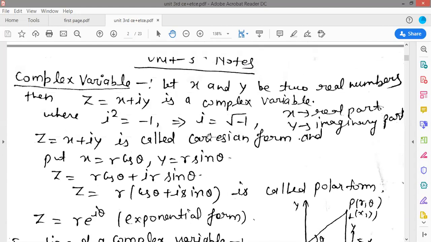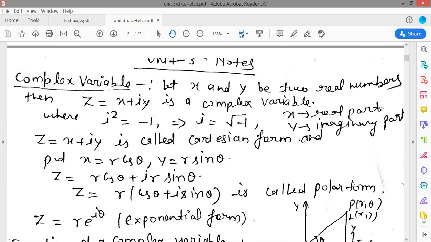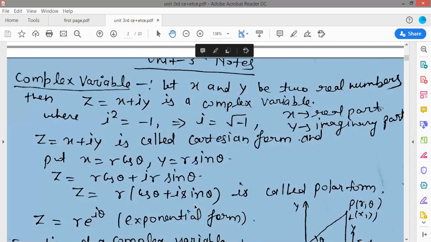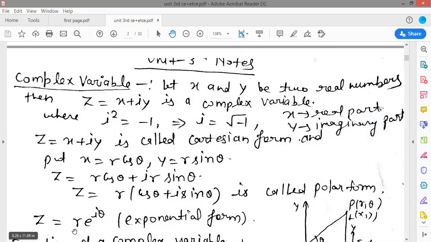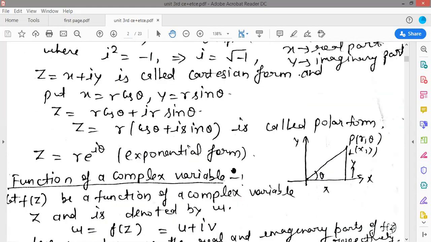That means we have three forms of a complex variable. First, z is equal to x plus iota y, that is called Cartesian form. Second, z is equal to r cos theta plus i sin theta, that is called polar form. And next, z is equal to r e to the power i theta, that is the exponential form. That means there are three forms of a complex variable.